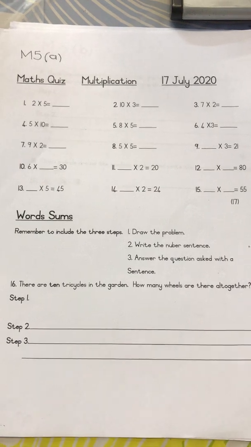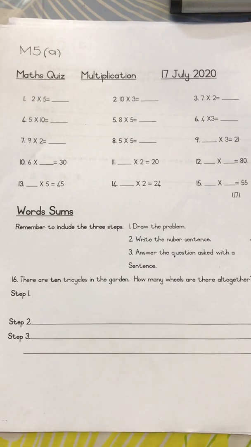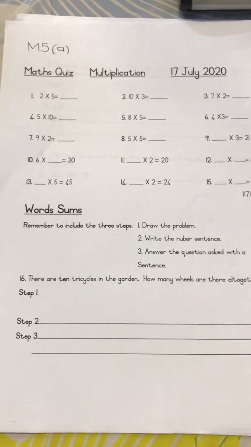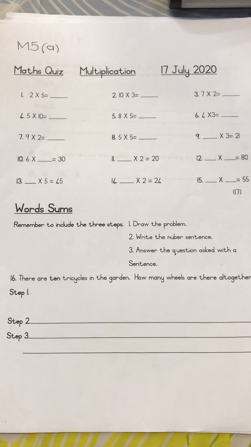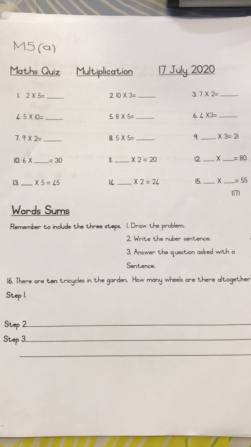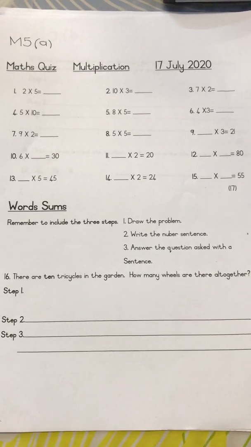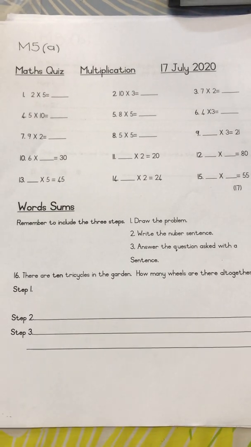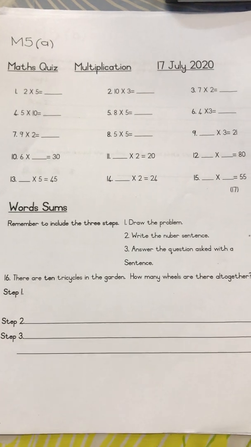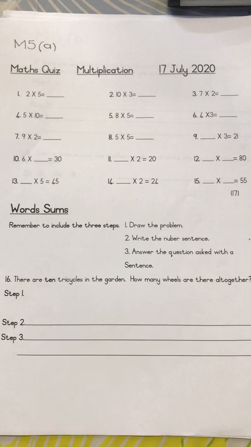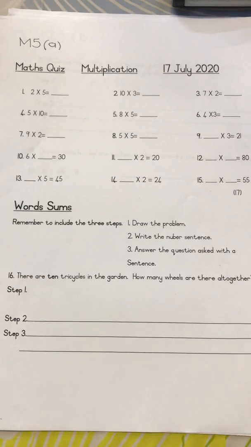All right, then the next part, we are going to do multiplication word sums. Listen carefully. We are going to do multiplication word sums. Okay? Word sums. Ms. Galondo even reminded you here, remember to include the 3 steps. You are going to get a mark for each step.